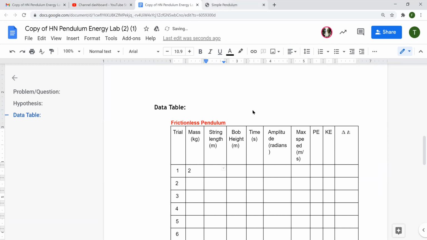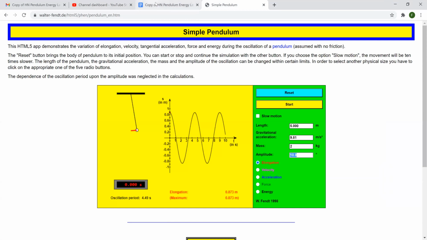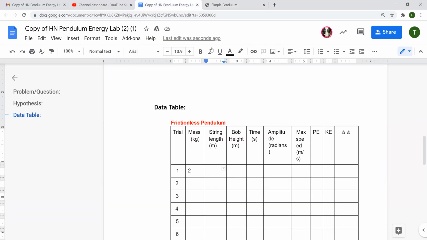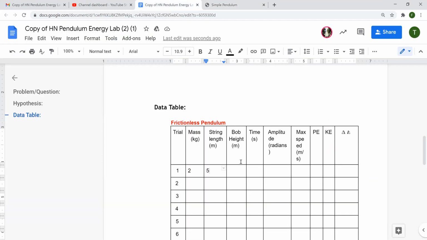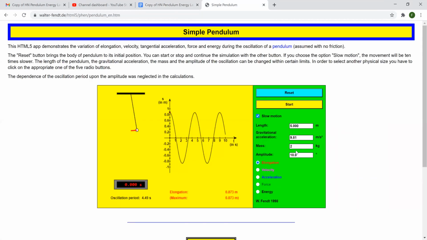String length is 5 meters. That sounds reasonable. And then the bob height. I don't really know what that is. Do you know what that is? I'm just looking at this table down here. Bob height, M. Oh, meters. Let me check this real quick. Bob height.